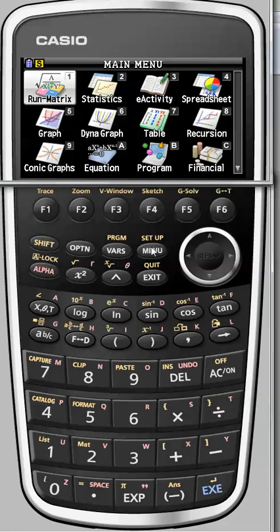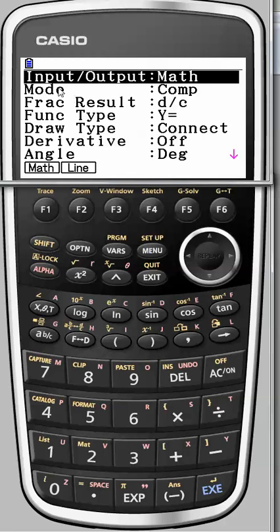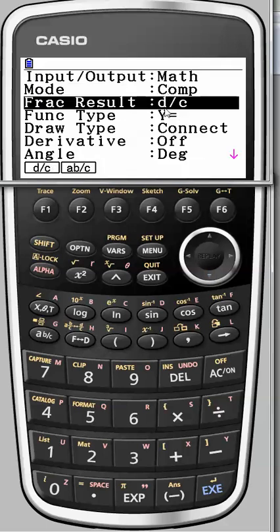Down here we have some recognizable keys, shift, setup. So let's go ahead and take a look at the shift and setup menu. Setup is just basically how your calculator is going to work. We're going to work in the math mode, computational, our fraction result. We're going to have a number over a number. This can be improper fractions like 4/3.